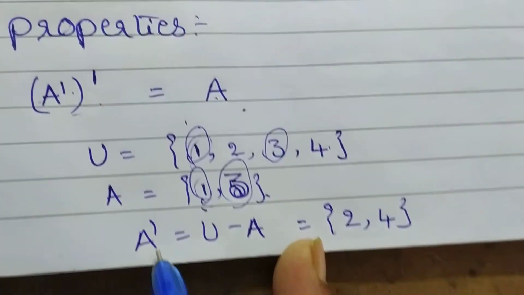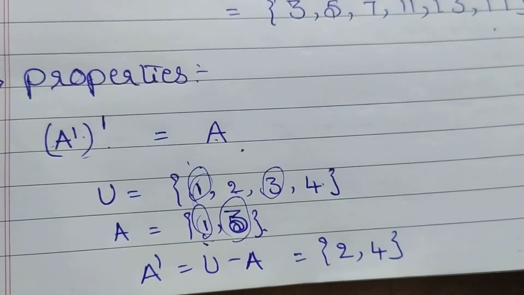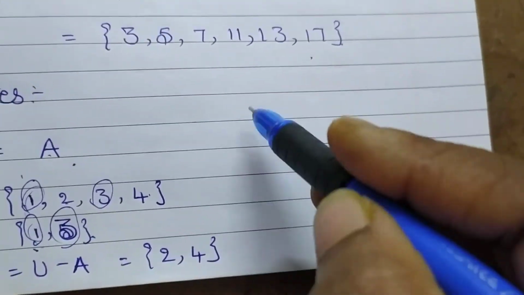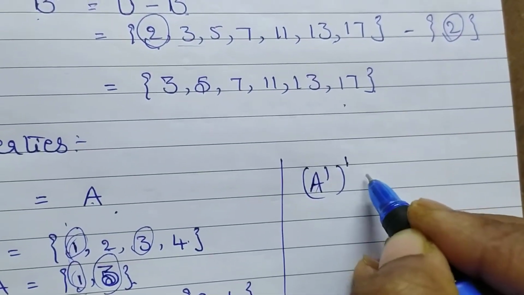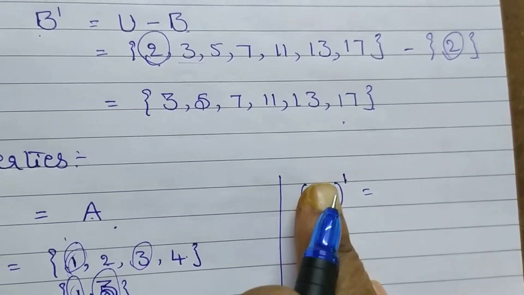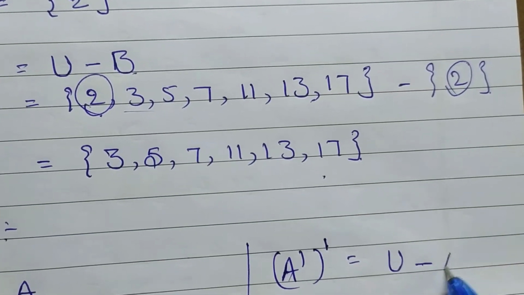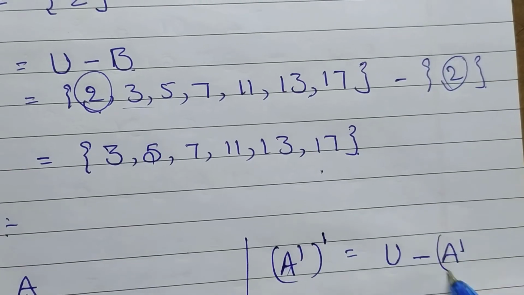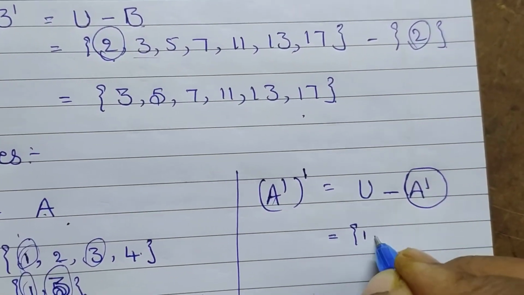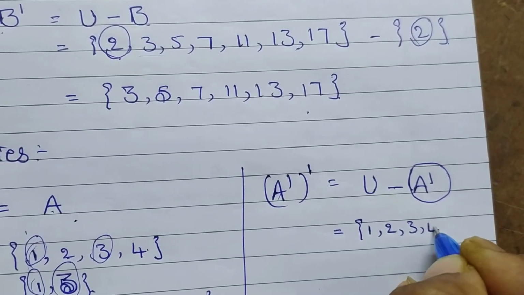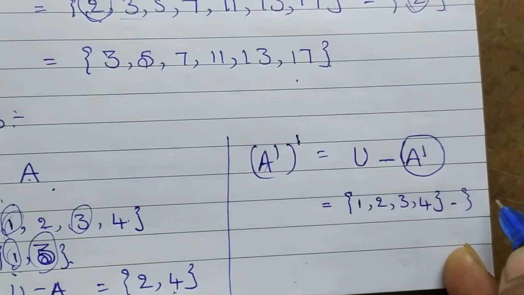Now again, I should take the complement of this. A complement is 2, 4. So A complement whole complement: how do you get the complement of any set? Universal set minus the set itself. Here the set is A complement. So the universal set is 1, 2, 3, 4 minus A complement, which we got as 2, 4.